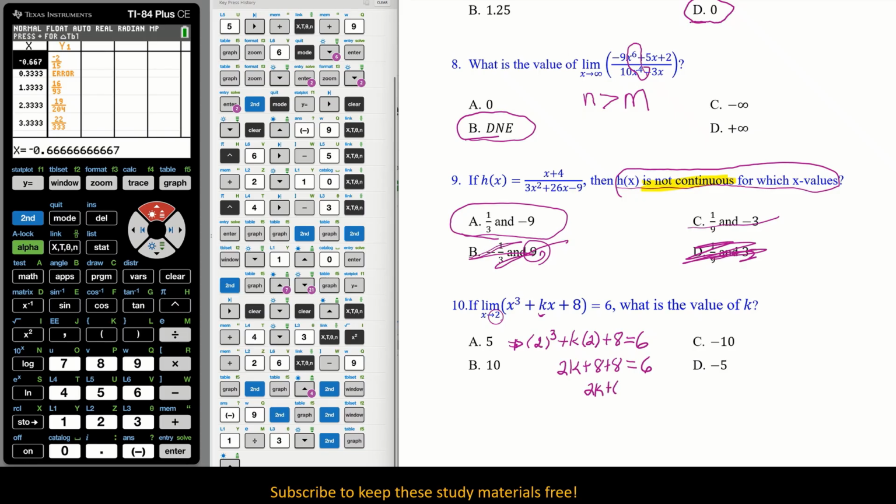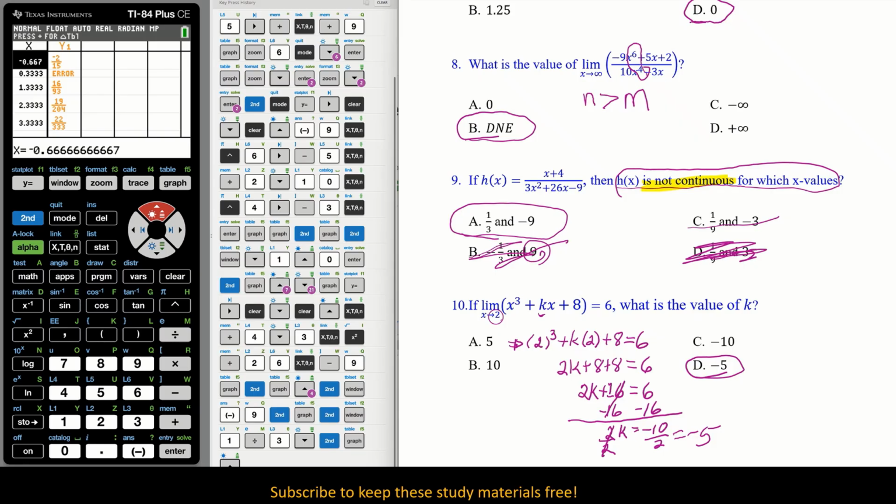2k plus, all right, let me scoot that over just a little, and I miswrote anyway. 2k plus 16 equals 6. Subtract 16 from both sides. It cancels out. 2k equals minus 10. Divide by 2 on both sides. And what do we have? k equals -5. All right?